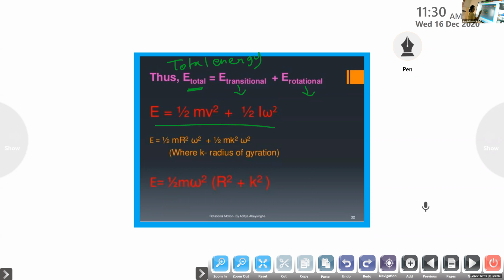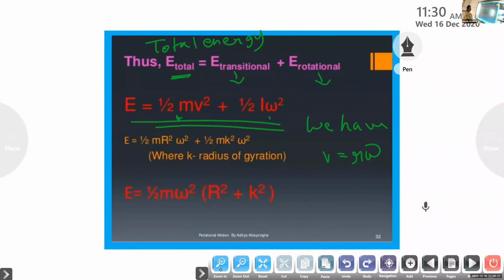Now substitute. Translational energy means our kinetic energy in straight line motion. This is what we have learned just now, half I omega square. Now what is the next step? We have V is equal to R omega. That you know. V is equal to R omega.